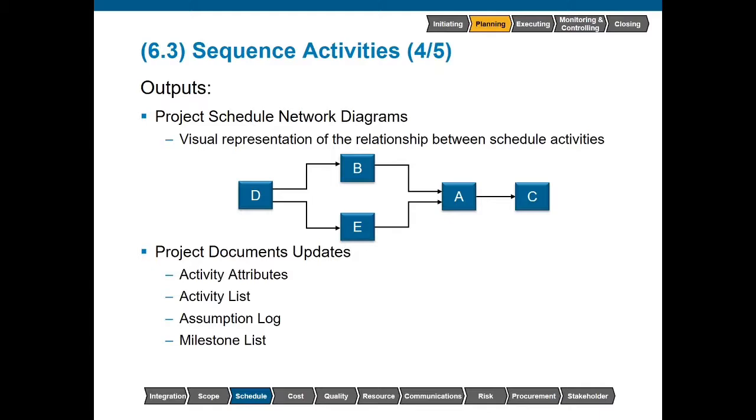Once we have this information, we can go back and start updating our various project documents, including activity attributes. One of the things we want to capture in those activity attributes is predecessor and successor relationships. And we also want to look at any type of dependency determinations, whether it be mandatory, discretionary, external, or internal. The assumptions log. Have we identified further assumptions, or are we starting to refine the assumptions that we already have made?